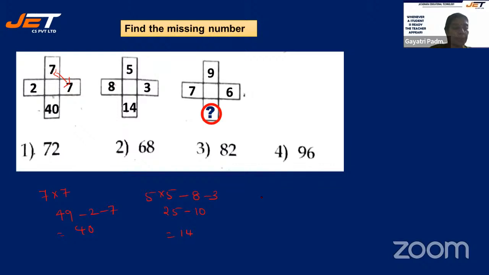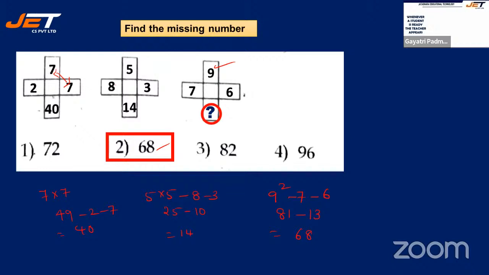Same you can follow here as what? The topmost square, that is 9 square, 9 into 9, minus the left hand side 7, minus the right hand side number. So 9 nines are 81 minus 13, isn't it? So 6 twos are 12 plus 1, 13, correct. So your answer should be 81 minus 13 should be 68. 7 plus 1, 8, correct, 68. Let's see the answer. Yes, it is 68. If you had opted for option 2, then your answer is perfect.